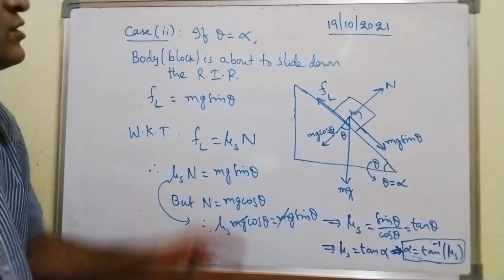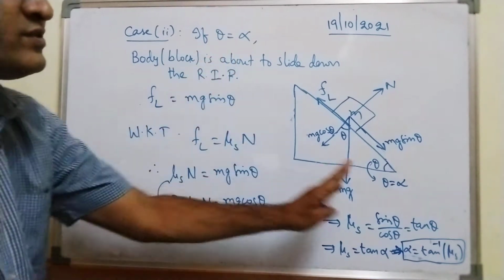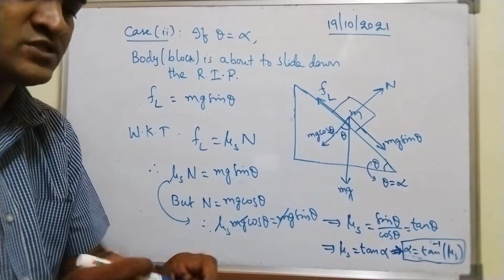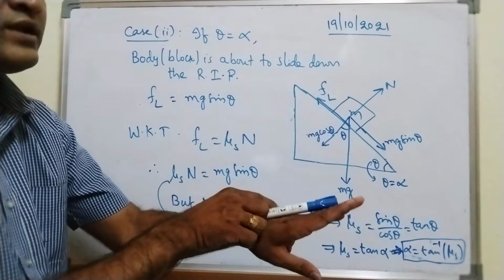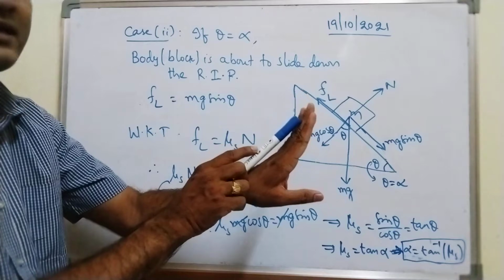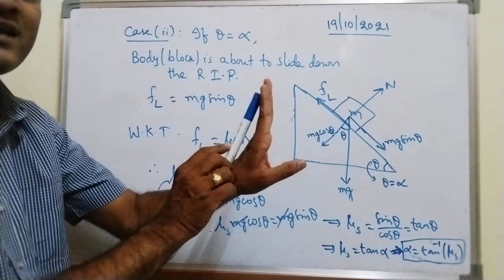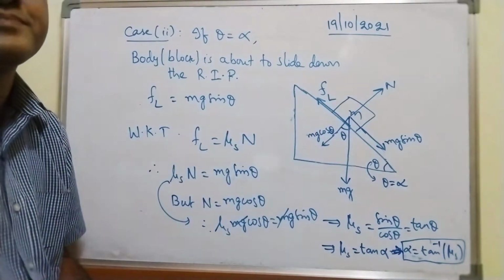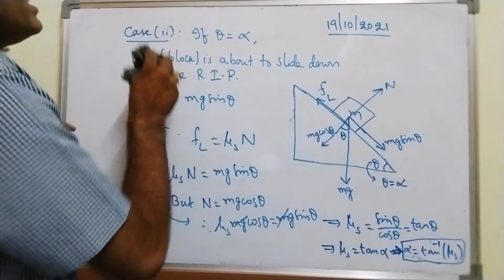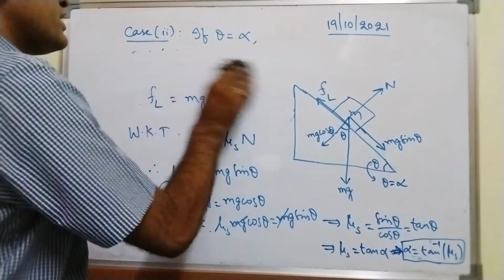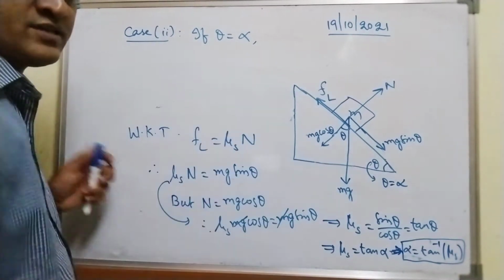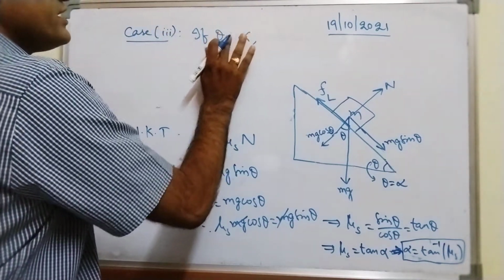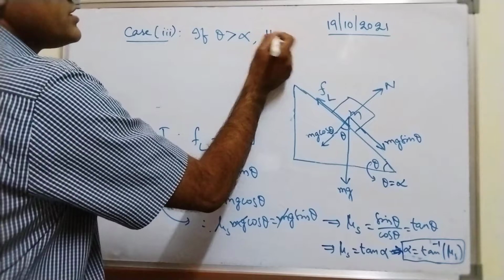Fine. Now, if theta is greater than alpha, if the angle of inclination is greater than alpha, then what happens? Just now I have shown you. If you go on increasing the angle, at a particular angle it is about to slide down. But if you increase the angle further, then the marker will slide down from my palm. In the same way, let me show you case 3. This is case 3. If theta is greater than alpha, then what is the condition?